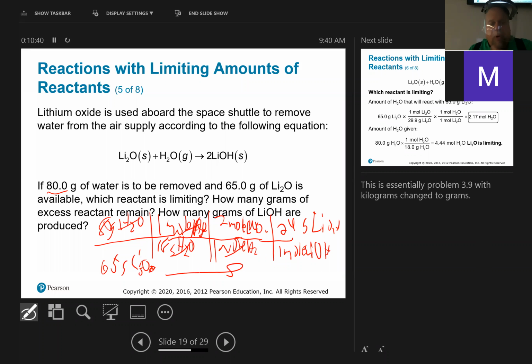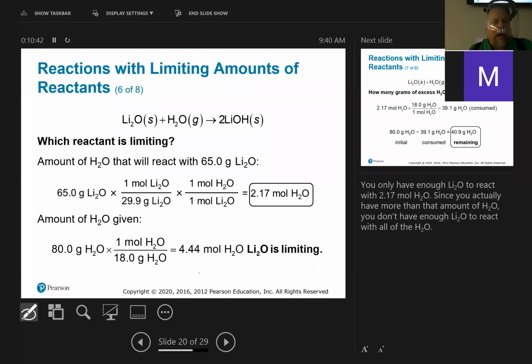Okay, now what we'll do now is use the slide to look at it. The amount of water that we react with 65 grams of lithium oxide. So essentially we start with this. 65 grams there, these cancel, 2.17 moles there. The amount of water given is 4.4 moles. So the lithium oxide is limiting there. Okay, so essentially that tells you first thing, the lithium oxide is limiting.